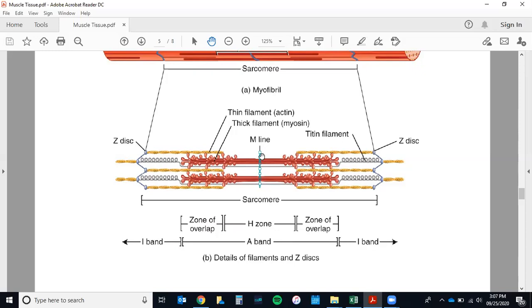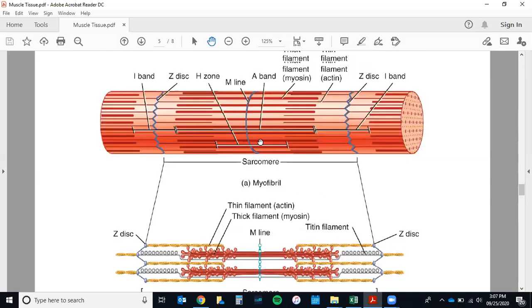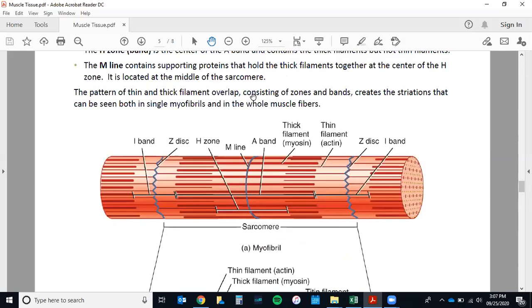The H zone is also where you find the M line. M line, think M for middle. Okay, the M line is the middle of the sarcomere, and it contains supporting proteins that hold the thick filaments together at the center of the H zone.